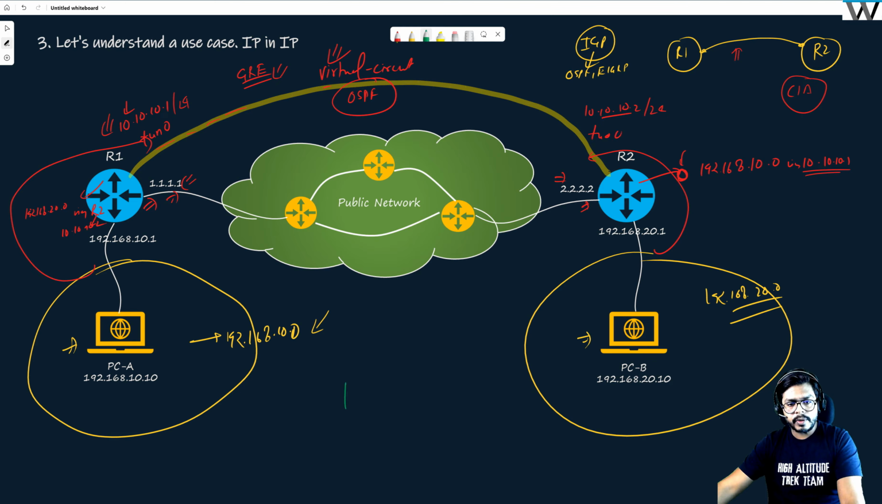How is your packet going to look? At the end of the day, this host doesn't know anything about tunneling or the virtual circuit you are building at the router. It doesn't care. It is a simple host that wants to talk to 10.20. It is creating the packet: here is my source, 192.168.10.10, and the destination is going to be 192.168.20.10. No problem. This is your IP packet.